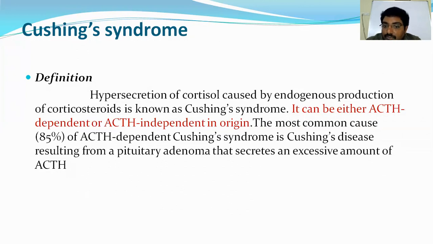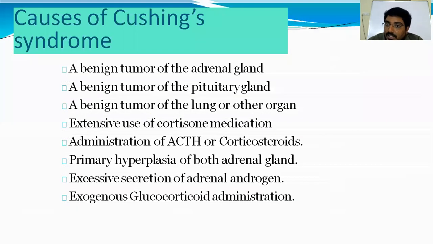ACTH dependent Cushing syndrome, or Cushing disease, is the result of pituitary adenomas that secrete an excessive amount of ACTH. Eighty-five percent is ACTH dependent. Causes of Cushing syndrome: a benign tumor of the adrenal gland, a benign tumor of the pituitary gland, a benign tumor of the lung or other organs, extensive use of cortisone medication and administration of ACTH or corticosteroids, primary hyperplasia of both adrenal glands, excessive secretion of adrenal androgen, and exogenous glucocorticoid administration. These are the causes.